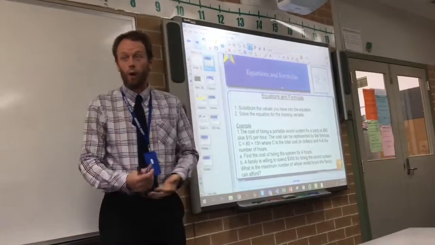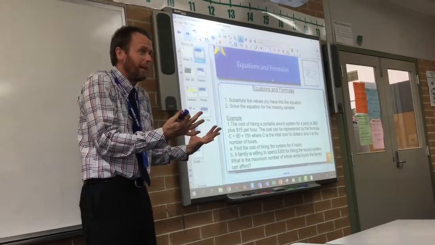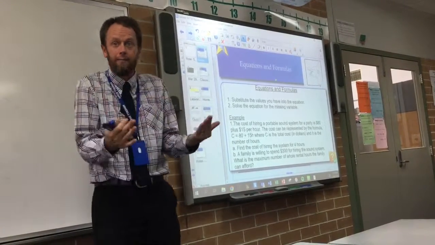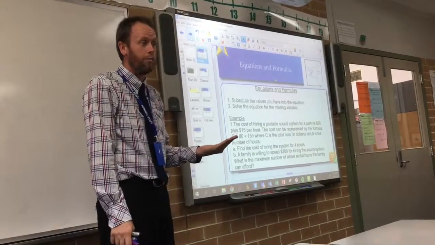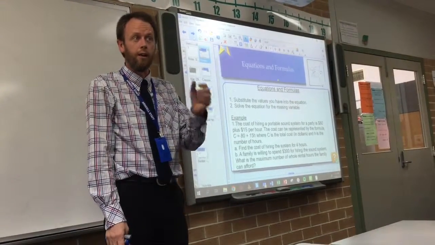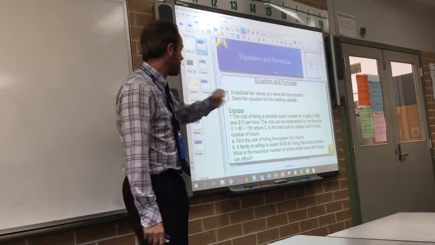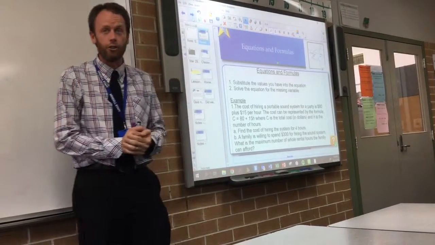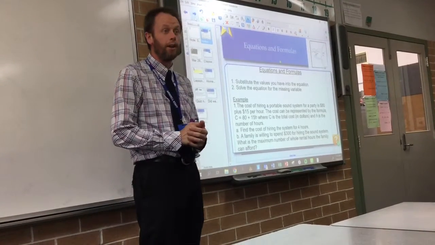Today we're going to be looking at equations and formulas. Basically, if you're given a formula, how do you find a variable? It doesn't matter which variable. You're just going to use the work you've already been doing: substituting and solving the equation. The first thing I think you should do is substitute the values you have into the equation. Secondly, solve the equation for the missing variable.